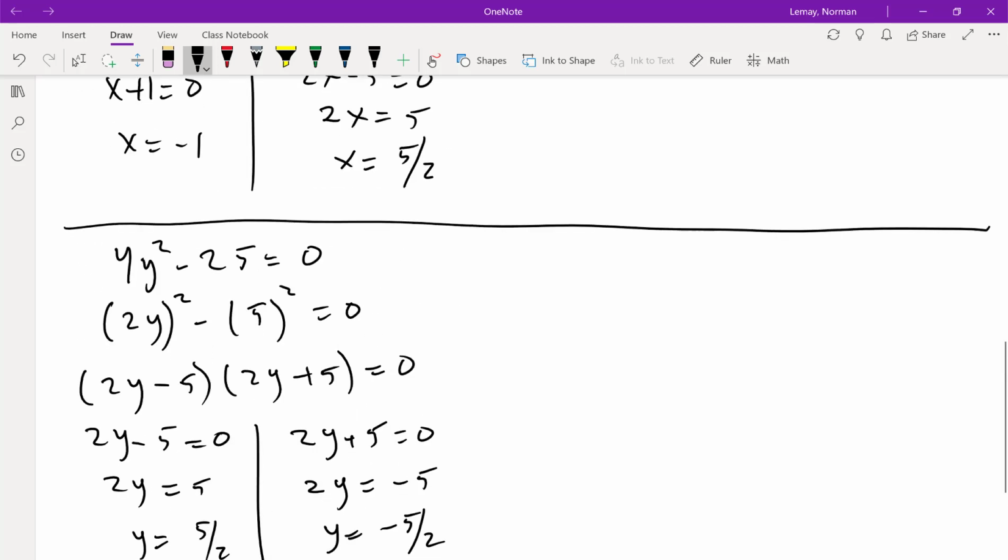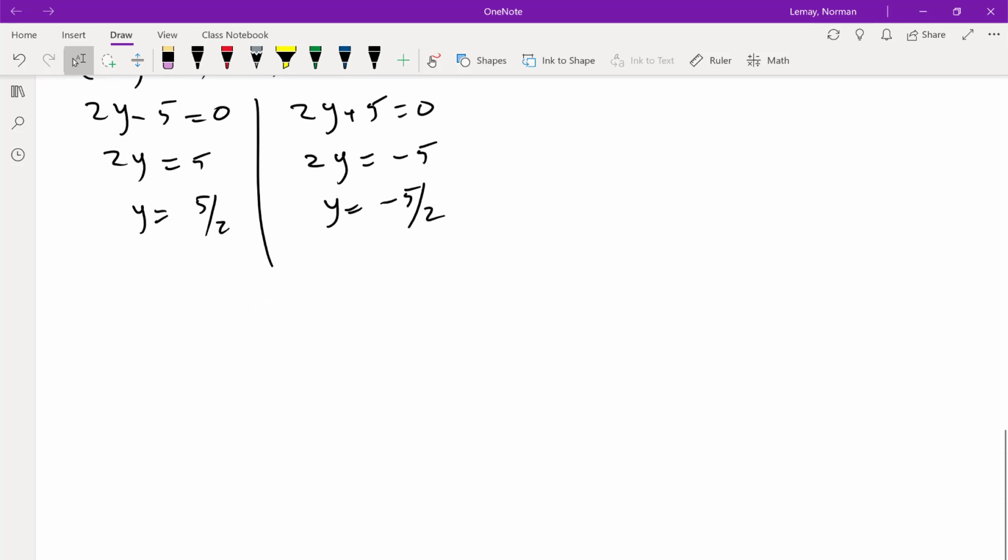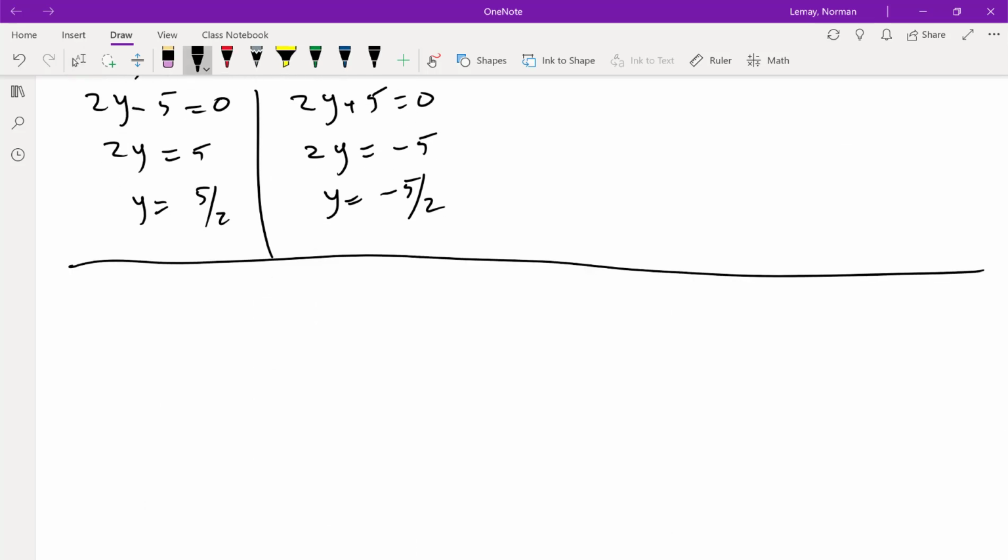Seems like 5 halves is popping up quite a bit here. I did not plan this, I promise. All right, let's take a look at another example.